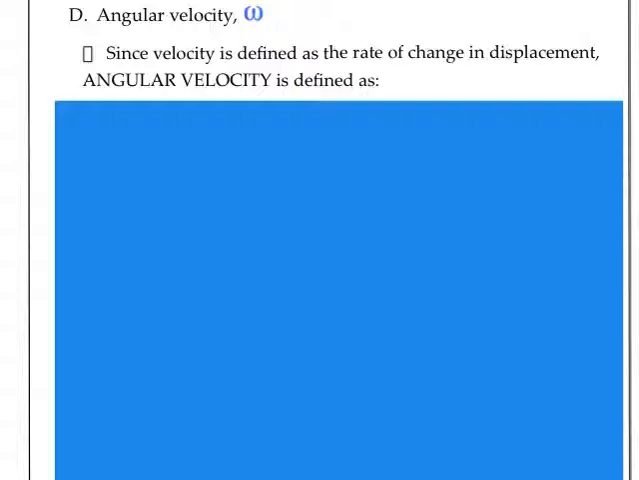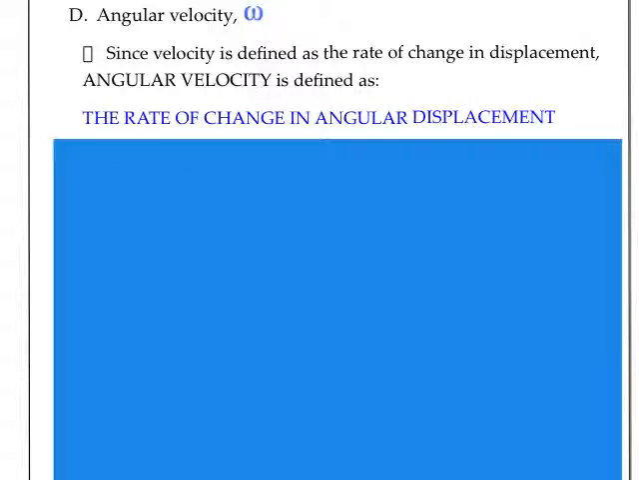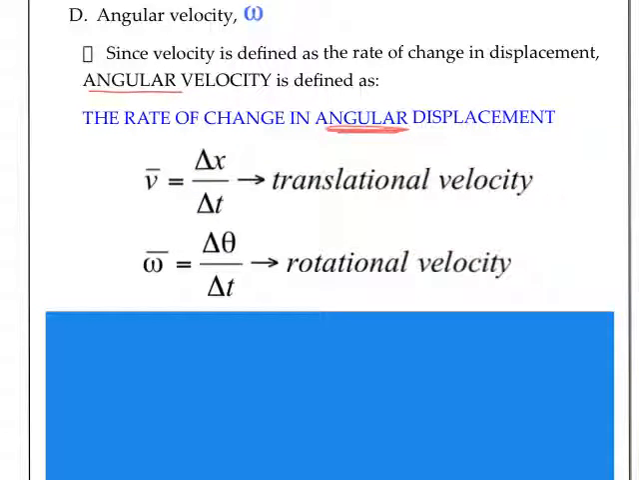And since we have talked about velocity in the past as a rate of change in displacement, our angular velocity, all we're doing is putting this word angular into our definition. So now angular velocity is going to be the rate of change in angular displacement. So I have the comparison for you. I know this says an x right here. We had also talked about that as being a d for our displacement or distance.